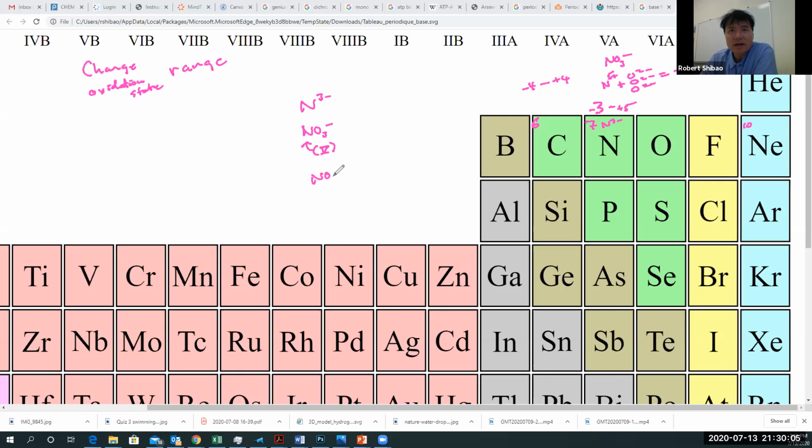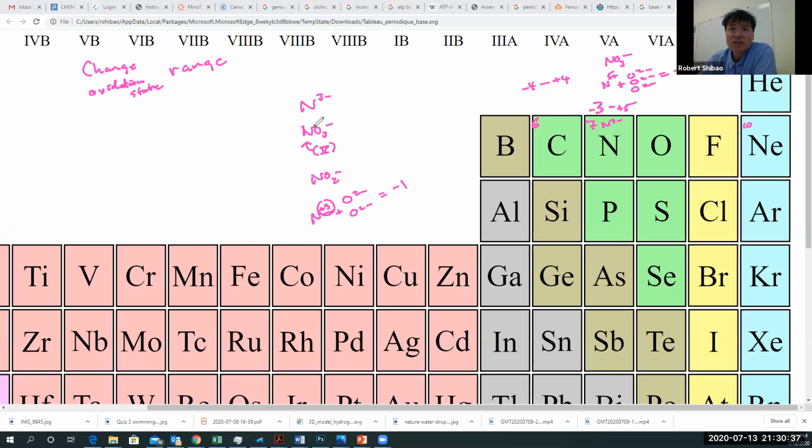However, nitrite is not there. Nitrite, what would the charge on nitrite be if oxygen's -2? So if I have oxygen at -2 plus the nitrogen at plus blank is equal to -1, the net charge. So what is the charge here? And so that's -4. This is going to be +3. So in other words, nitrogen's in the +3. Well, that's okay because it's inside the range. Inside the range is okay. Outside the range is not okay.